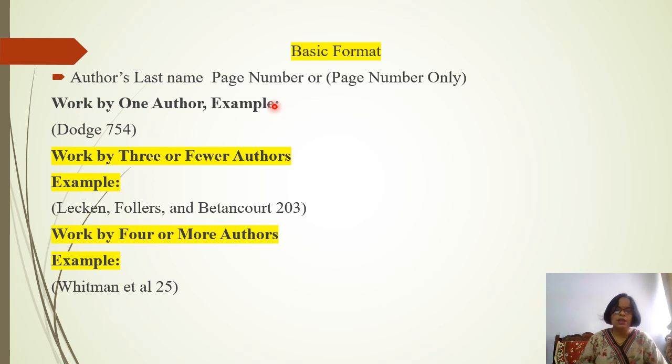When one author is there, then we have to write only the last name and the page number. If three or fewer authors are there, then all the names are going to be there and the page number. If four or more authors are there, then only the first name, and that is going to be followed by et al., and then the page number.